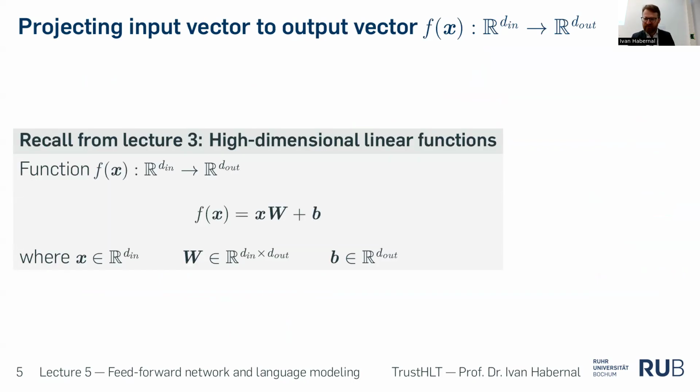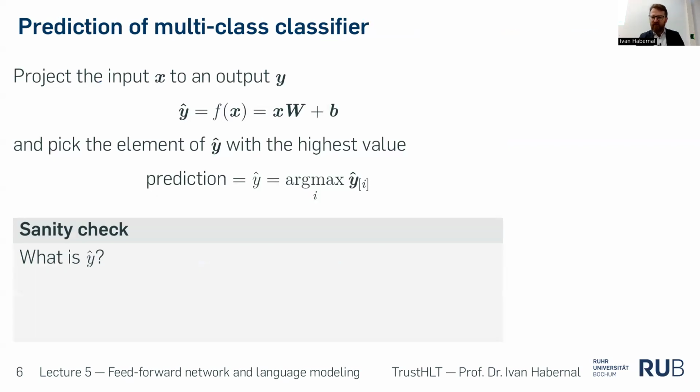Just now. So this is basically the high-dimensional linear function: when we multiply a vector by a matrix, what we're getting out of here is a linear projection. So we projected the input x to an output vector y, which is of some lower dimension, basically the number of categories. And we can pick the element of y hat with the highest value, and we could say, this is a prediction.